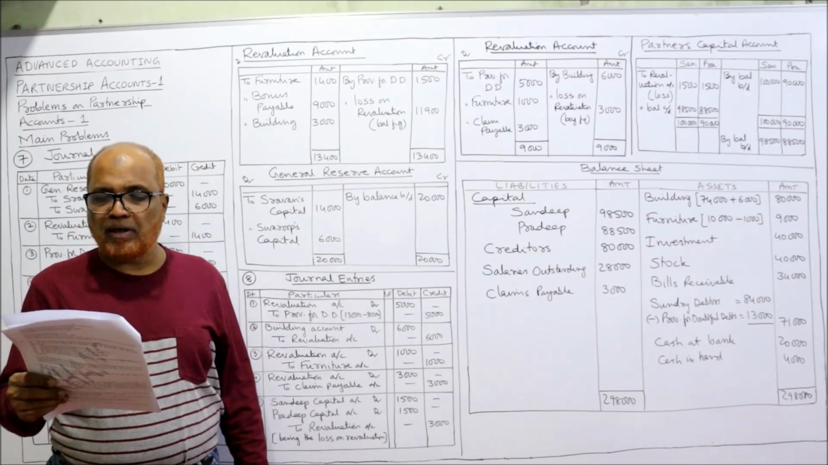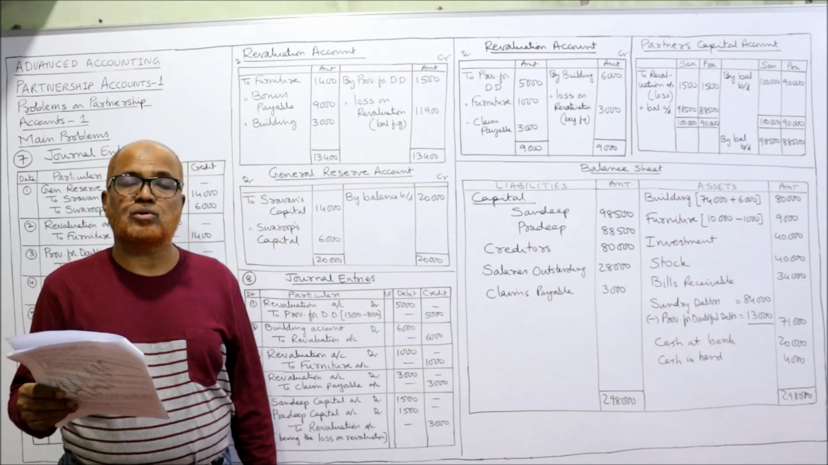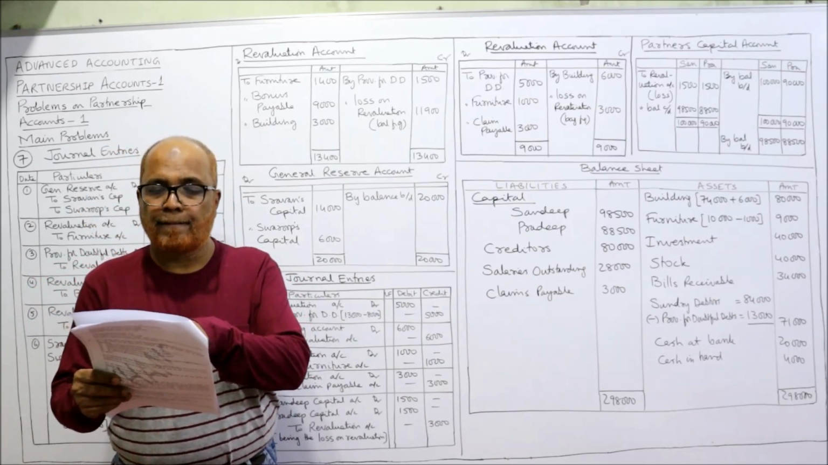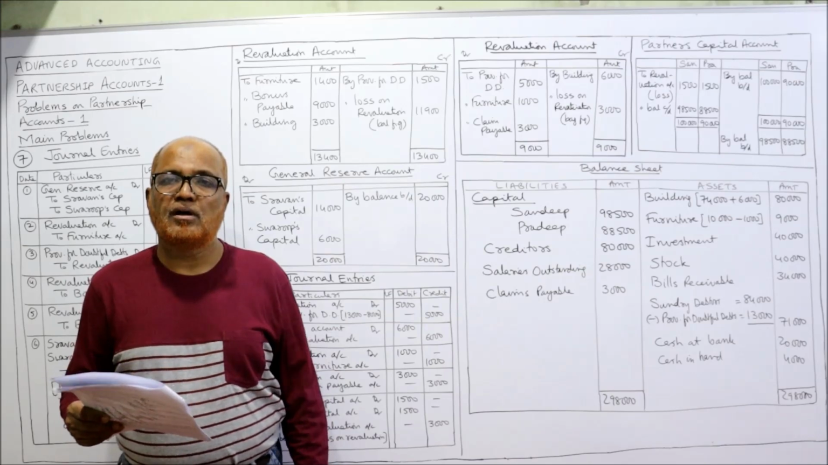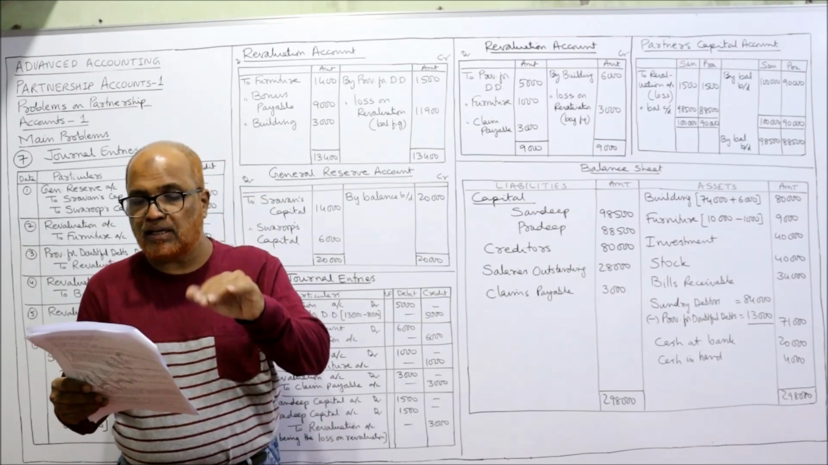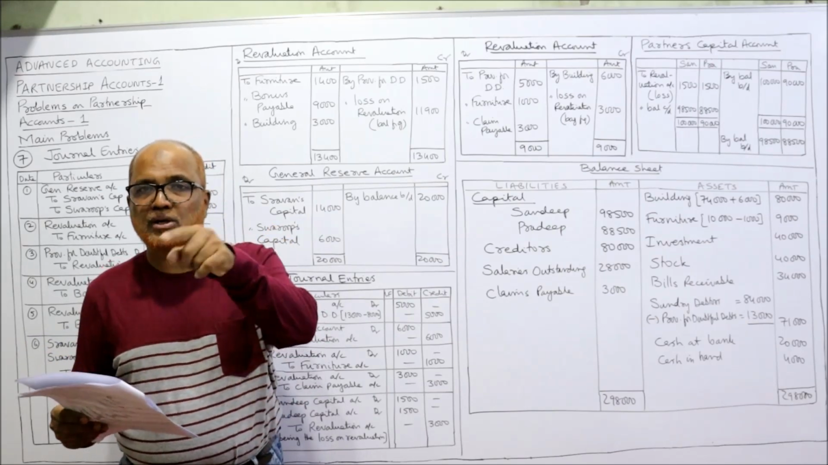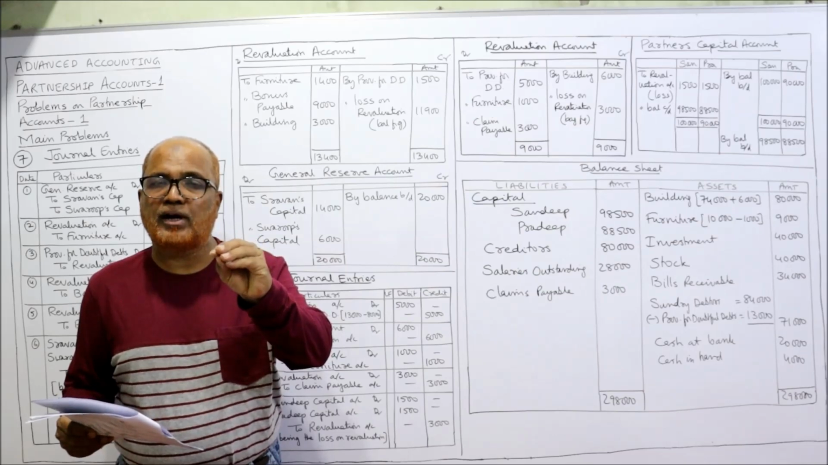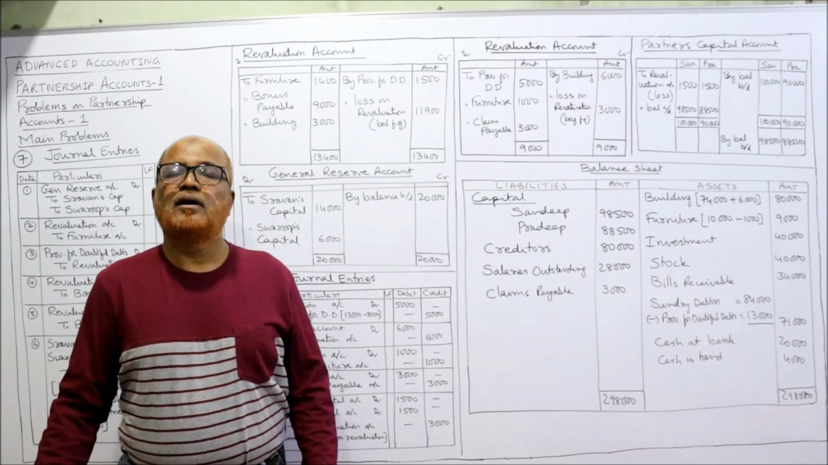Provision for doubtful debts to be raised to 13,000. So before admission, how much is the provision? See the balance sheet. Provision was 8,000. Now it is asking you to raise the provision for doubtful debts to 13,000. From 8,000 to 13,000, the 5,000 rupees provision for doubtful debts has to be increased.